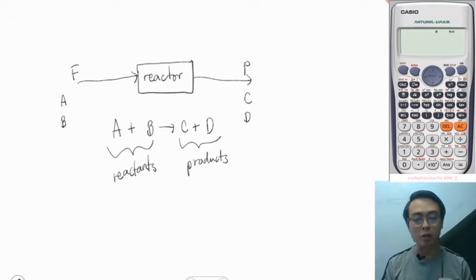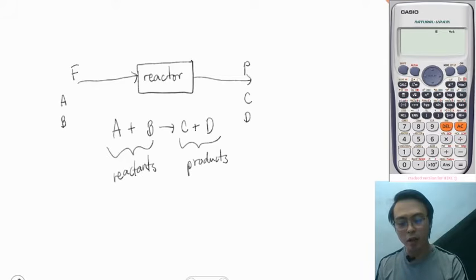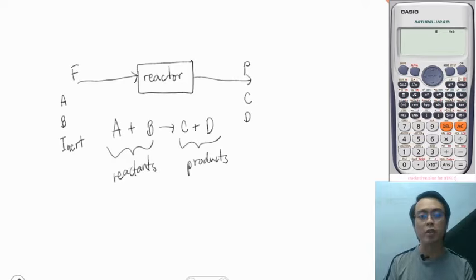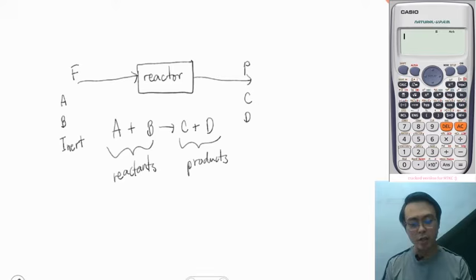However, this is not always the case, because your reactants may not be the only substances in your feed. Oftentimes, you can also find inert substances in your feed. Inert substances are those that do not participate in the chemical reaction. Let's say, for example, we will be adding I.